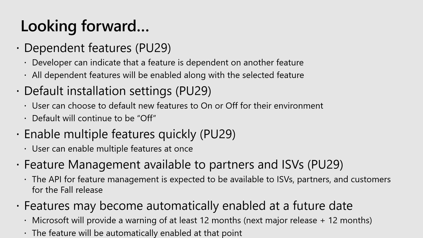And then features becoming automatically enabled at a future date. That's something that will come over time. As we do that flighting service, it's going to turn into a feature release service. So we're going to be able to just automatically enable features after kind of a 12-month period where we warn you and have those out there in the feature management workspace.